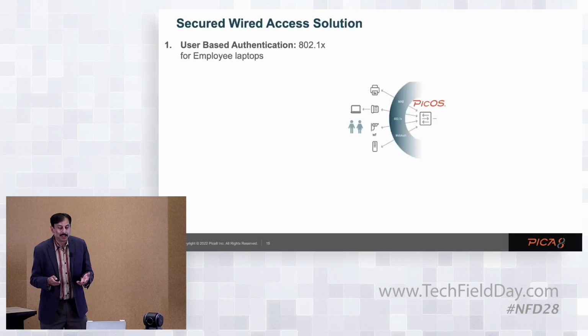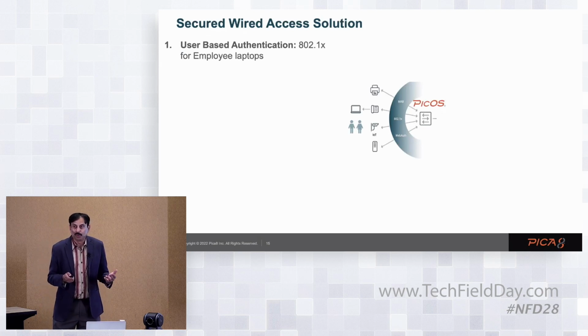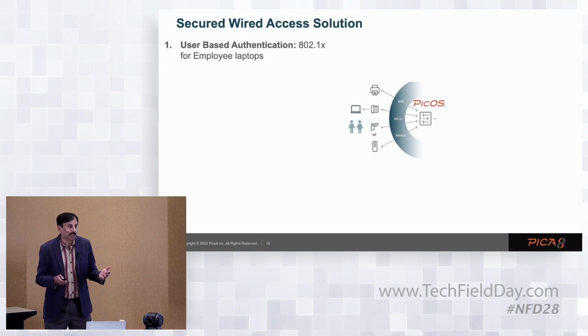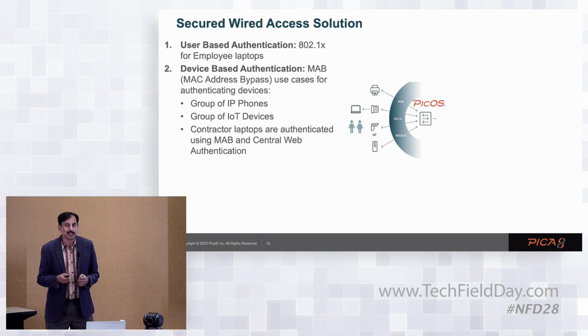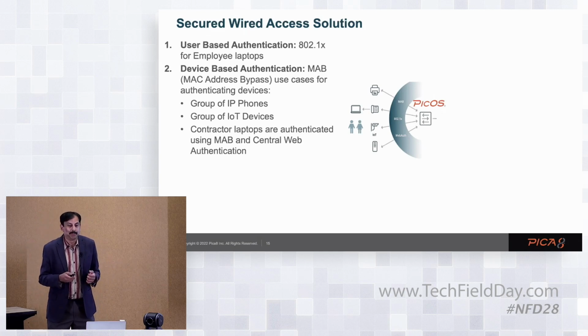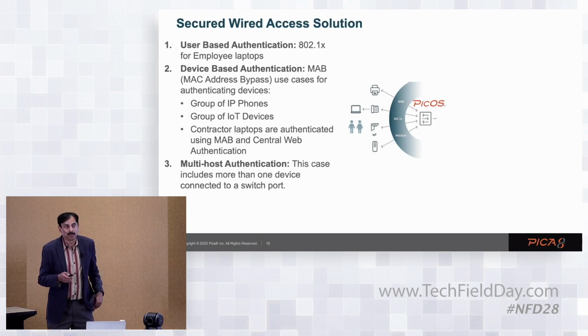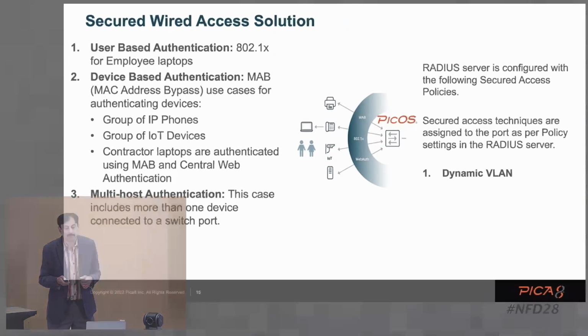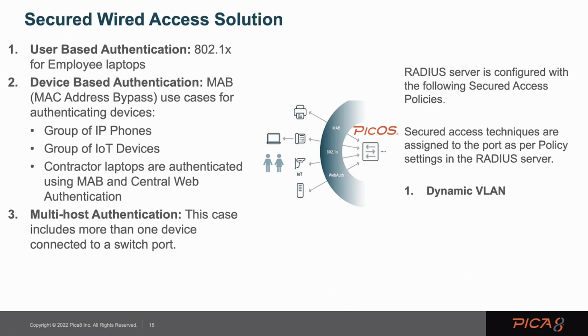So here is the part of our solution. For user-based authentication, we use 802.1X. For device authentication, we use MAB. And for people like guests and contractors, we use a combination of MAB and central web authentication. We support multi-host, which means you can connect more devices to one port. In terms of policy enforcement, we support two things. One is dynamic VLAN. You can put devices or users in a specific VLAN dynamically.